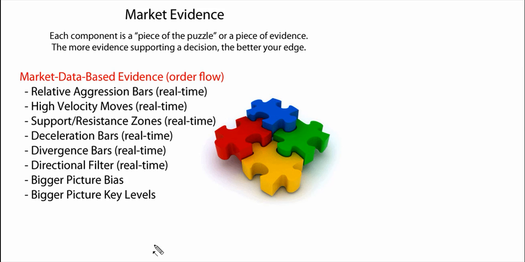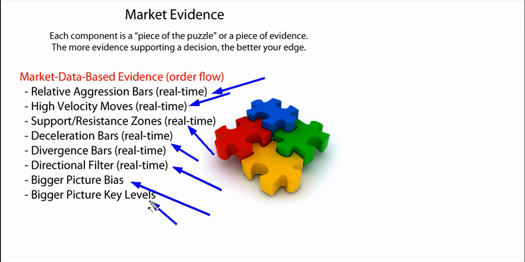But again, the idea is we're using evidence to help us make better sense of the market so that we can therefore make better decisions. Nothing magic, nothing crazy. It's that simple, but that is what increases your edge. So we're looking in real time at a few different things: relative aggression, high velocity, some real-time support resistance, and then deceleration divergence areas. Also a real-time directional filter, kind of a path of least resistance filter. And we also like to frame that with a little bit bigger picture bias and bigger picture levels.